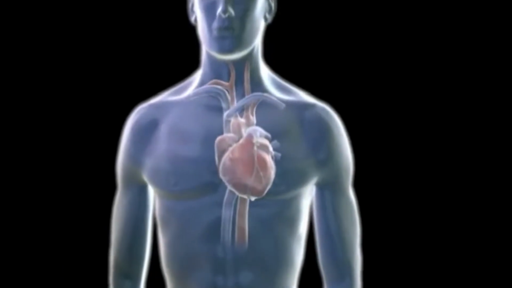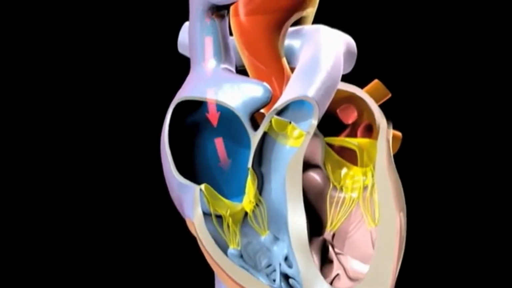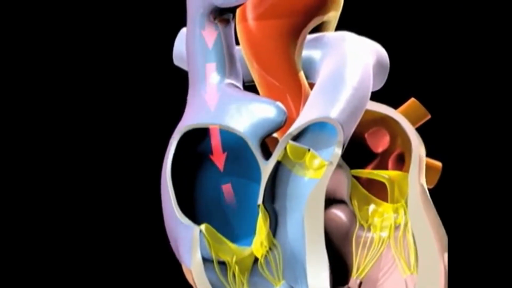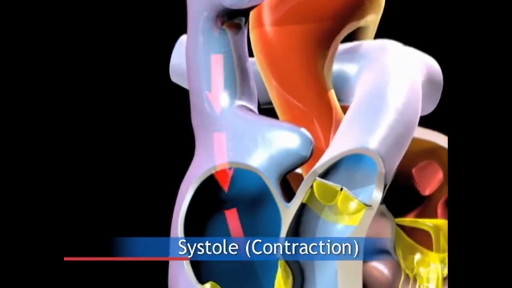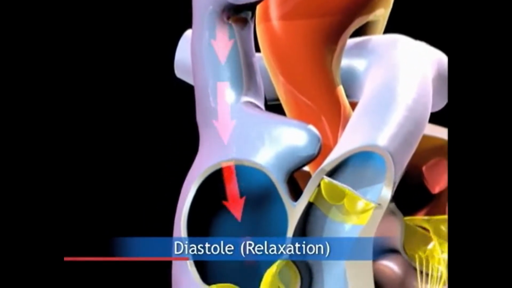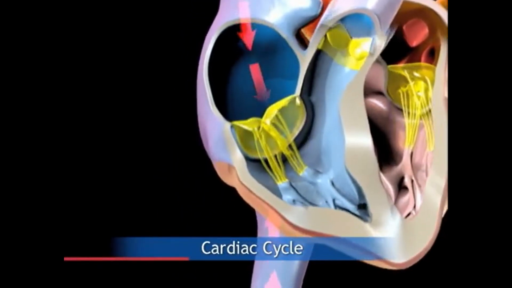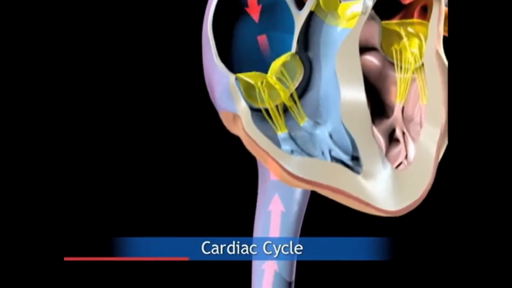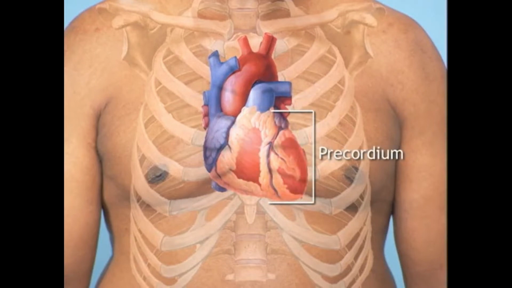The continuous rhythmic circulation of blood is accomplished by the regular contraction and relaxation of the heart. The contraction or squeezing of the heart is called systole. The subsequent relaxation of the heart is called diastole. Together, these comprise the cardiac cycle. The heart is enclosed by a tough pericardium. The area of the body over the heart and thorax is called the precordium.